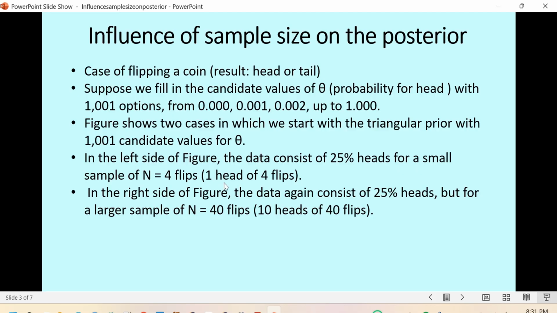The first scenario is small data. So we have 4 flips in total, but only get 1 head. And the second scenario is a relatively large data set with 40 flips, and we get 10 heads. Why do we use these numbers? Because we want to use the same proportion of heads. So we have the same proportion but different sample size. So this is how we get the result for the influence of sample size on the posterior.